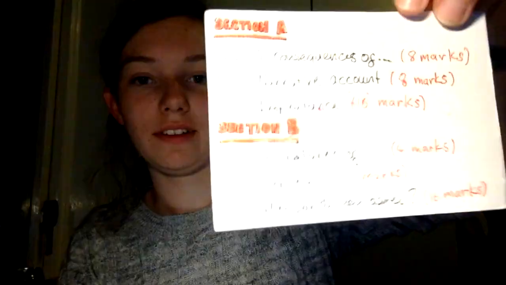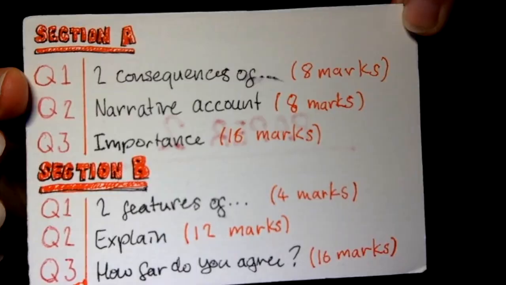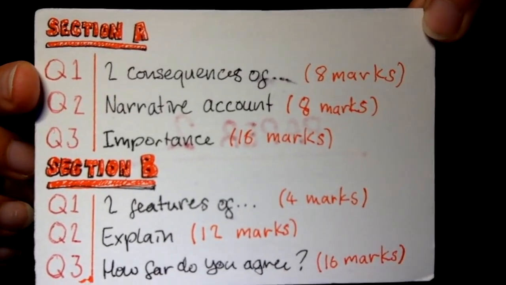which has a 2 features of question, so another 4-mark features question. Reasonably simple. Then a 12-mark explain question, which I have a nice video on, if you haven't seen it. It's completely blown up. Well, blown up compared to the size of my channel. And then finally it ends with a how far do you agree question, which is 16 marks. It doesn't mark you on SPAG, so spelling, punctuation and grammar, for that 16-marker, but obviously it's good to have good spelling, punctuation and grammar anyway. So yeah, there's a little overview there. Here's the overview flashcard, if you can read that. Remember everything on there.